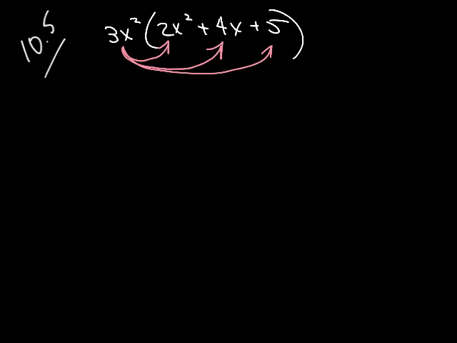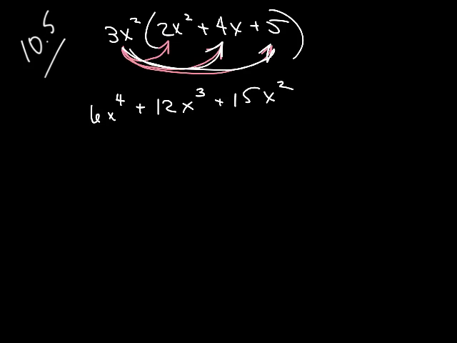So let's do that. 3x squared times 2x squared is 6x to the fourth, because when you multiply variables with exponents, you add the exponents. Now we do 3 times 4x, so we get plus 3 times 4 is 12. X squared times x means x to the 2 plus 1. And now we do the last one, 3x squared times 5. 3 times 5 is 15, and there's nothing to multiply the x squared by, so we end up with that right there.